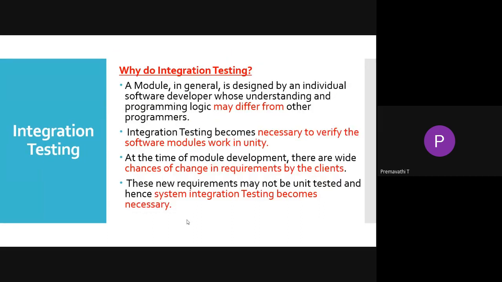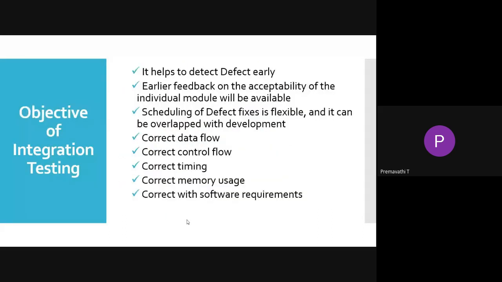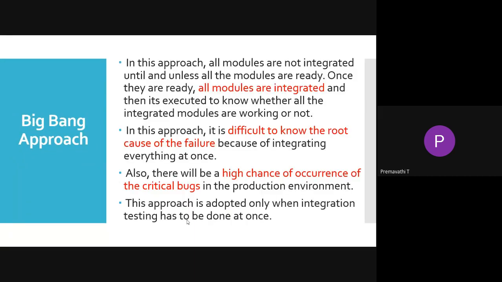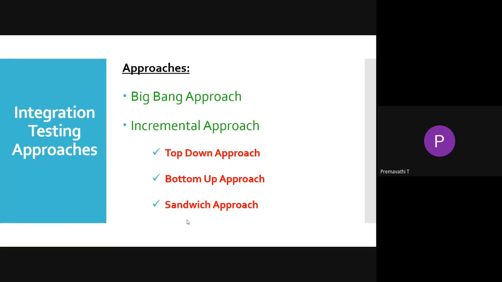The next one. The main objective is that if there is any defect, it will be detected earlier. And one more, there are two approaches: one is Big Bang, another one is incremental. In the incremental approach, we have more approaches: top down, bottom up, and sandwich.